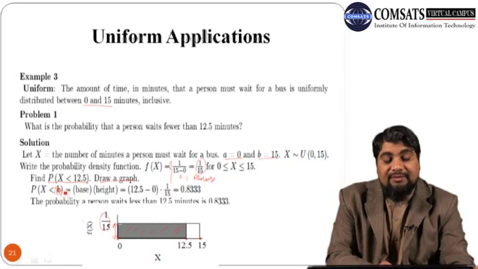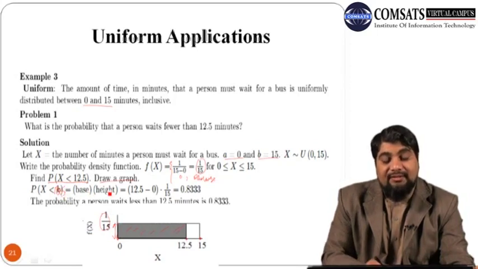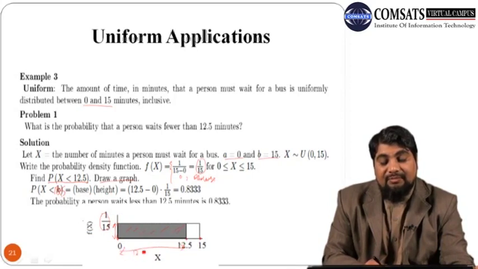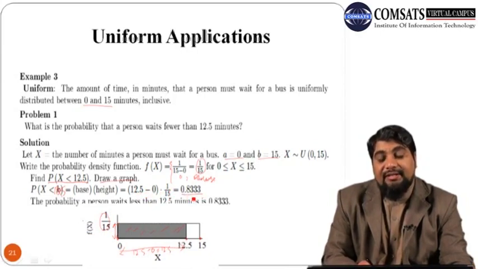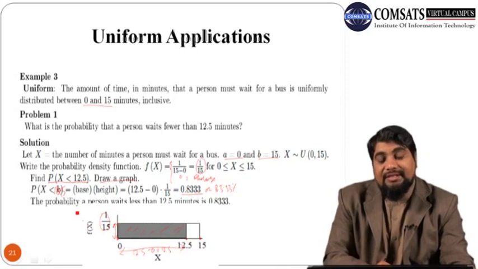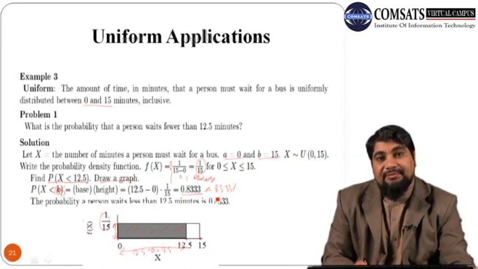So it is base times height. So the base is this area, which is 12.5 minus 0, or it is actually 12.5, and the height is 1 over 15. So 12.5 minus 0 times 1 over 15 is 0.8333 or 83.33%. So we can say that the probability a person waits less than 12.5 minutes is 83.33%.